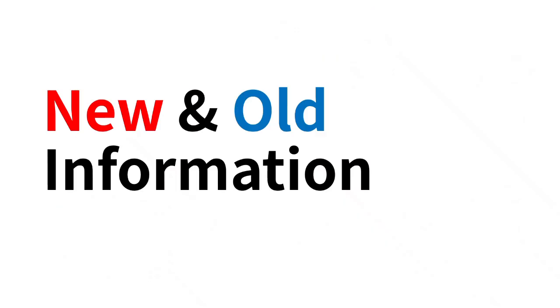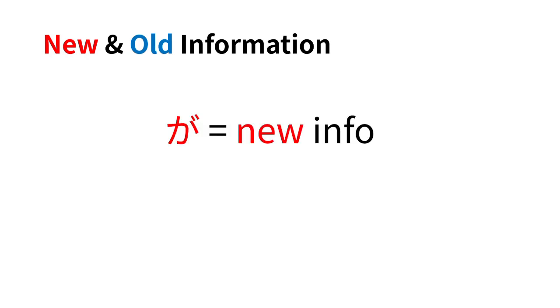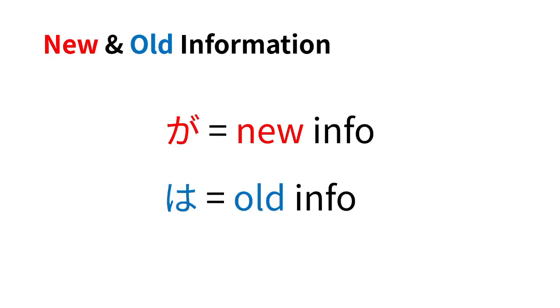New and old information. There is another use. In Japanese conversation, the particle ga is often used to present new information. On the other hand, the particle wa is often used to indicate old or already known information as a topic.